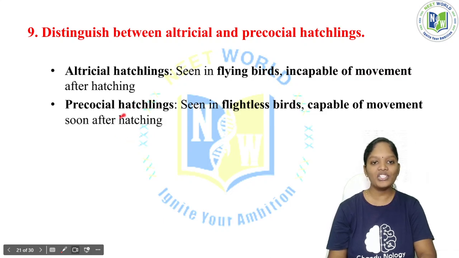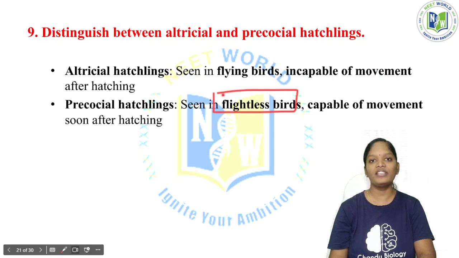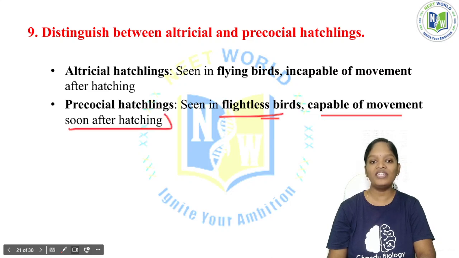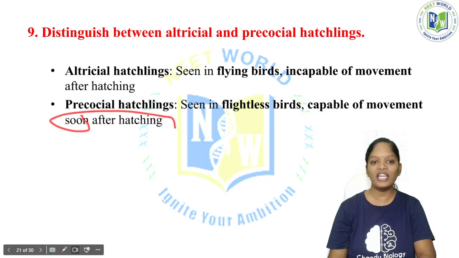And the precocial hatchling is seen in the flightless birds, those birds which can't fly. So that is what flightless birds are, capable of movement soon after hatching. It can move soon after hatching. That is what precocial hatchling and altricial hatchling mean, okay.